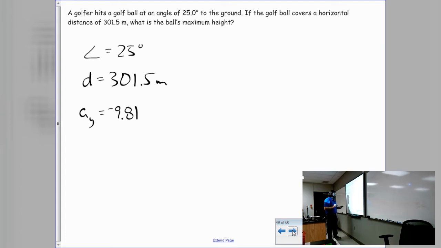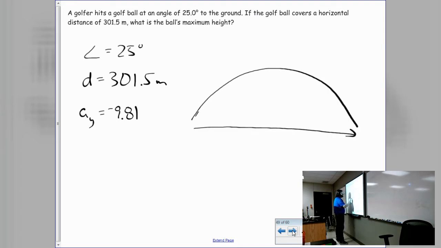Okay, now I would use a diagram to show this one. So we have ourselves our projectile, our golf ball being hit off the ground, and it kind of comes back down. It's going to cover a total distance of 301.5 meters. We want to know how high did the golf ball get to? Okay, it's fired at an angle of 25 degrees. That does not really look like a 25-degree angle, I agree, but let's just pretend it is. Sorry, I didn't draw that really well to scale. So our question mark is our height.